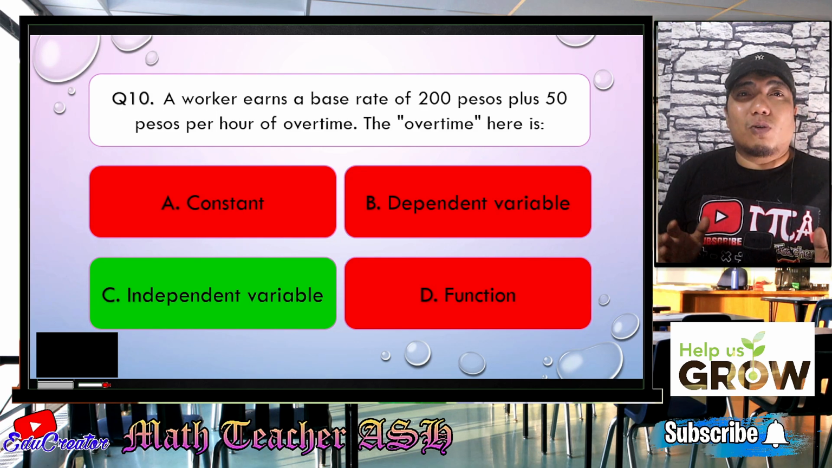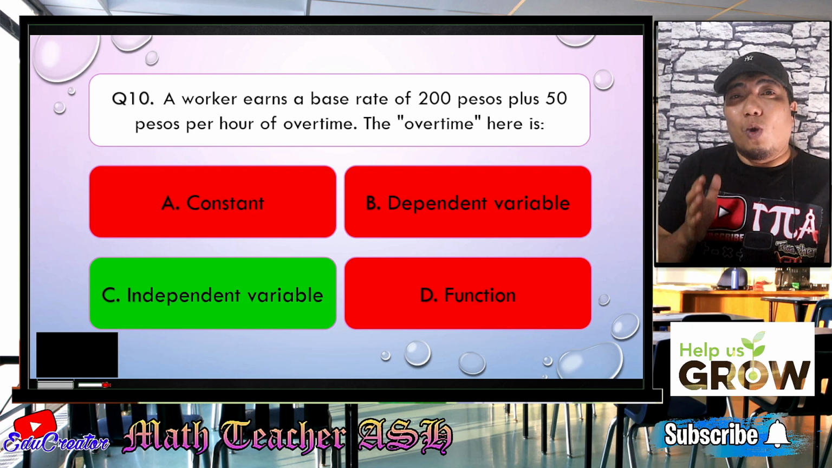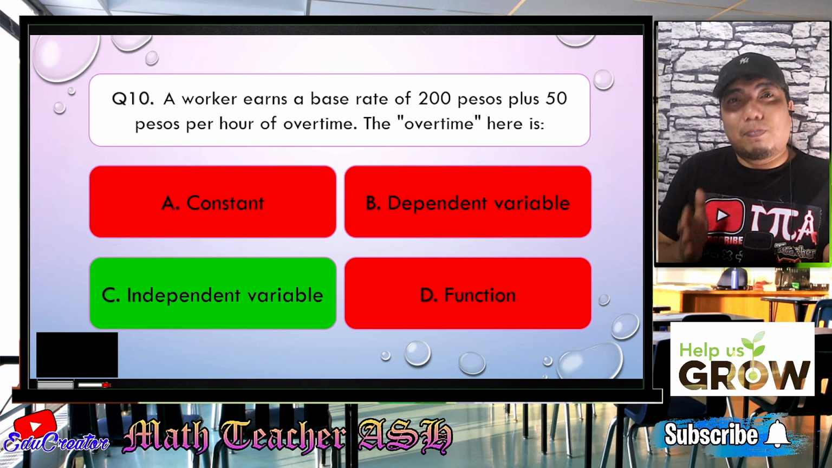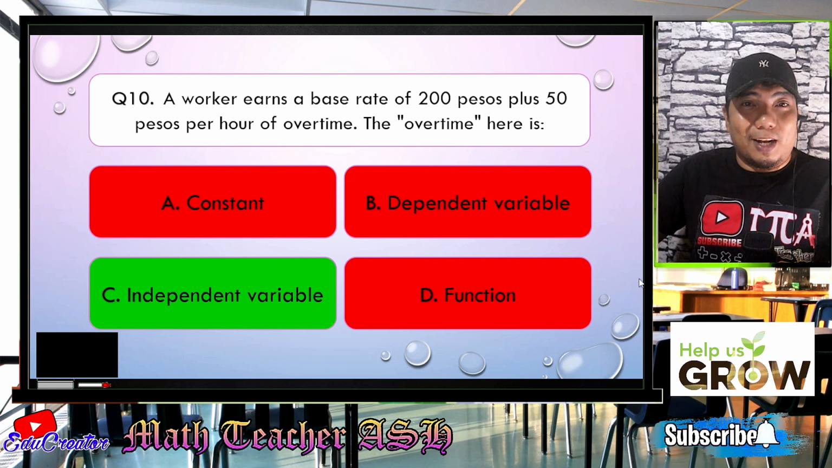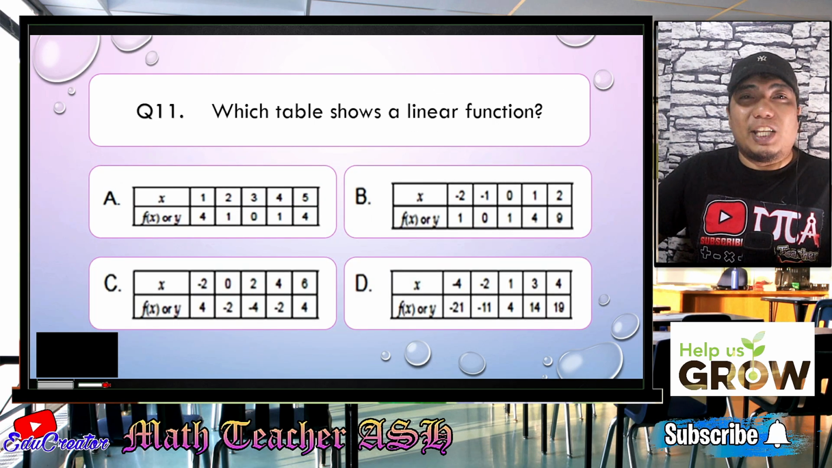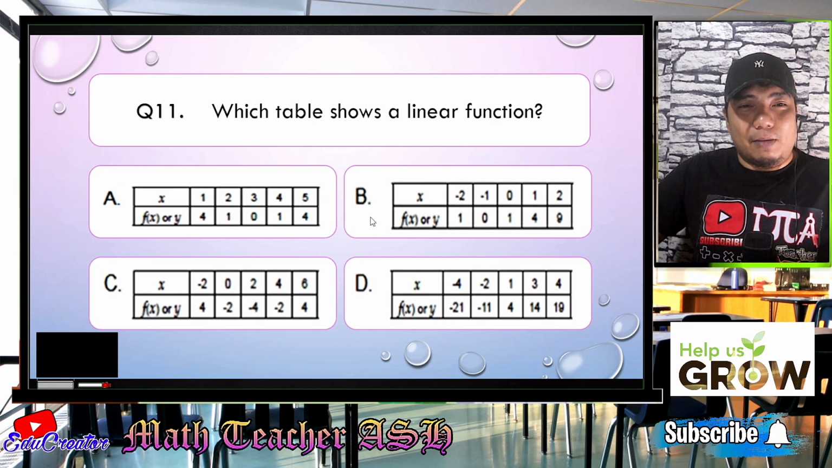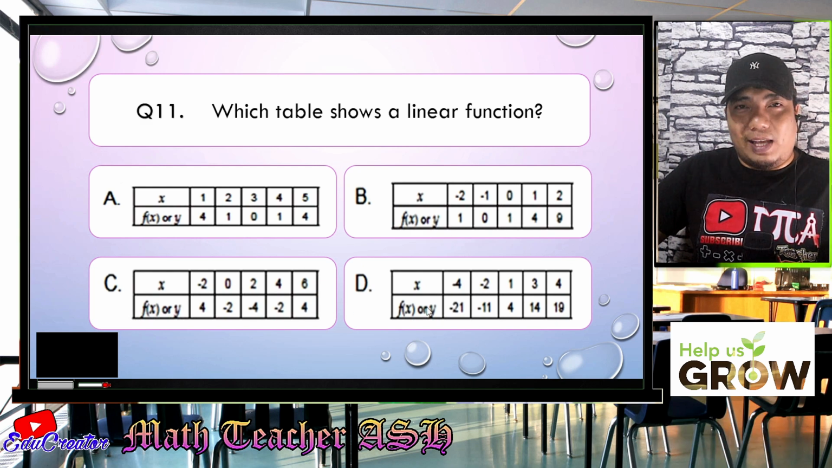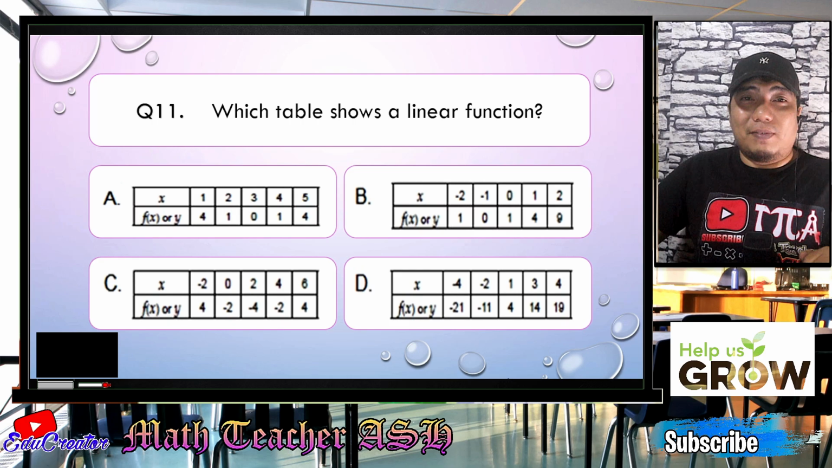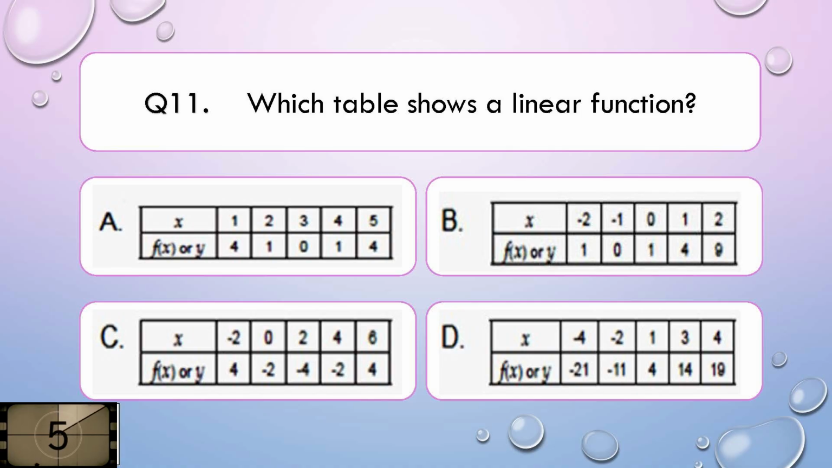And I just want to congratulate you, my dear math learners, because we have finished the first part of our reviewer series. Now let us go to question number 11. Which table shows a linear function? Is it A, this table, B, this table, or C, this table, or letter D, this table? I'll give you 5 seconds to think about your answer.